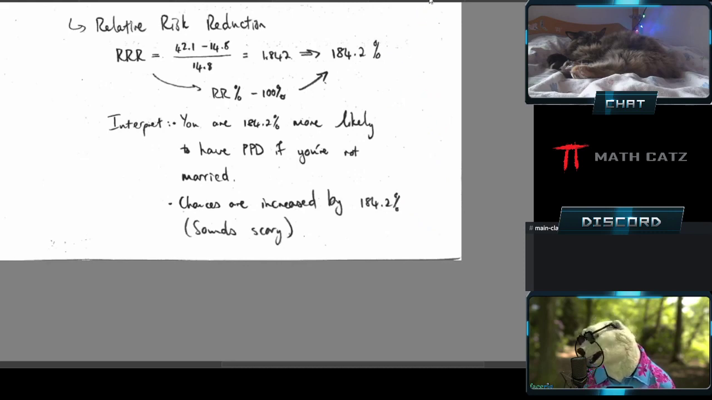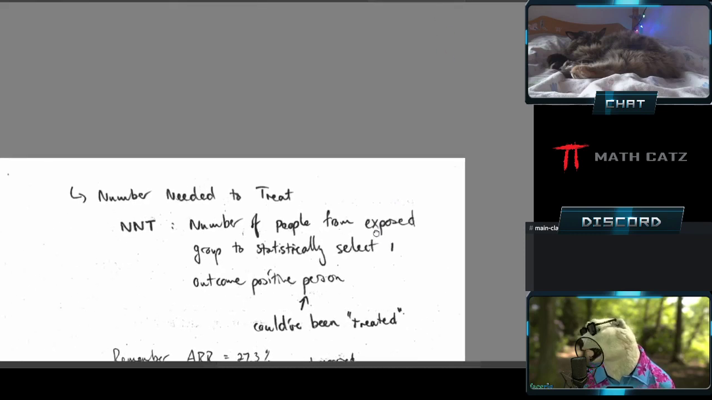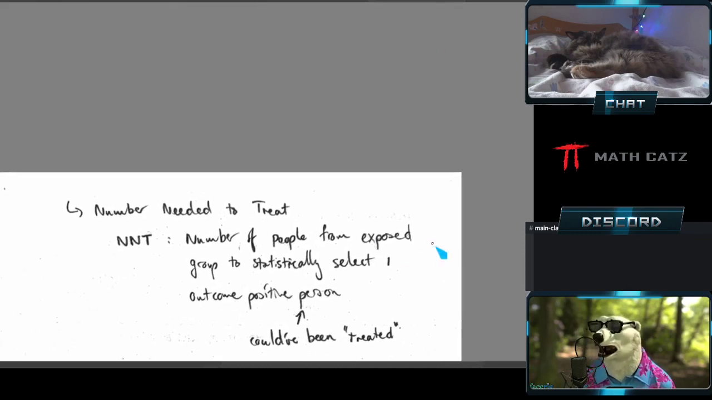That's not even the end. We have more numbers to present the same information in a different package. One is very interesting. The number needed to treat could have some meaning to people. What is that? NNT for short. The number of people from the exposed group, unmarried in our case, needed to statistically select one outcome. That is, one person that has a positive outcome.